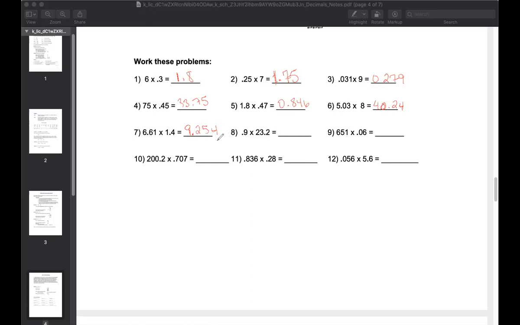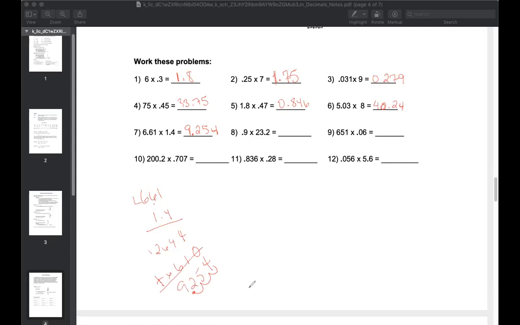9.254. Right? So when you have to count how many decimal places you have. Yes. Okay. You have to count how many numbers are behind the decimal. So when I add it up, I'm going to get 92.54, right? But then how many decimal places do I have? 1, 2, 3. So I get 9.254. Oh, okay. That's how that works.